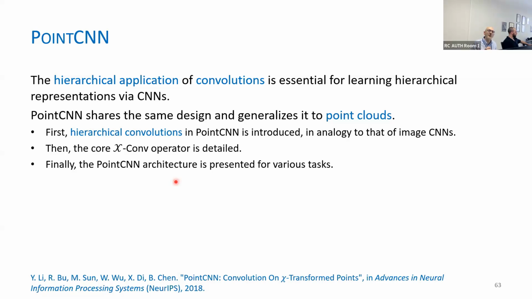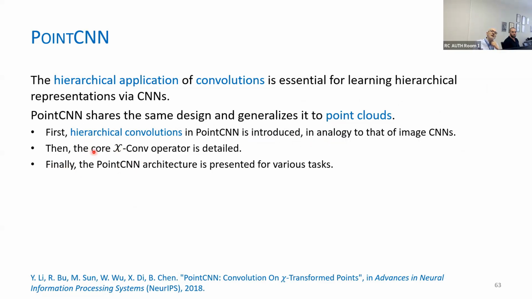So here the approach is different, because instead of basing the work on the theory of deep sets, they try to start from what we have for imaging, the CNN for imaging. And so what they try to do, you see here, is to find an analogy between the convolution in images and the convolution on point sets.